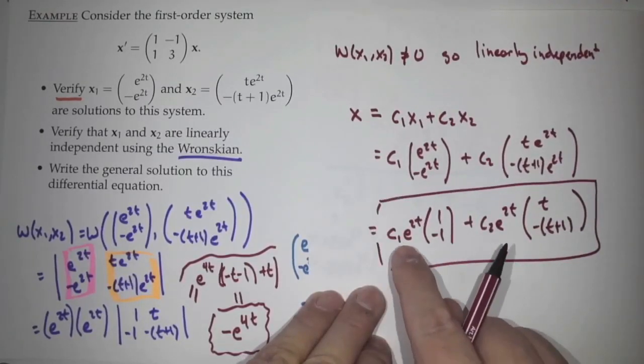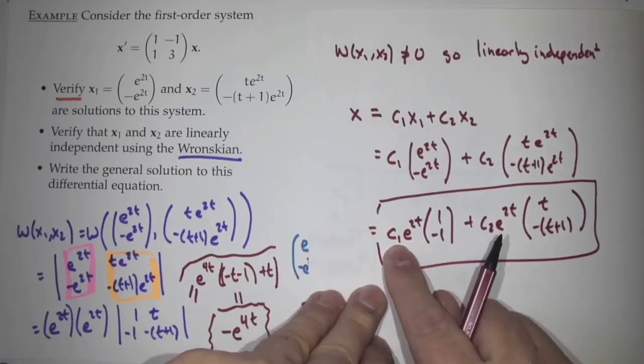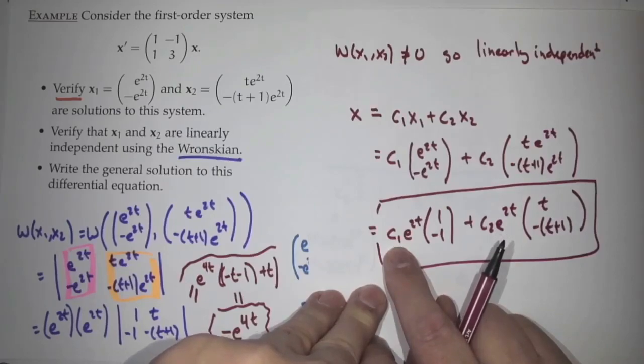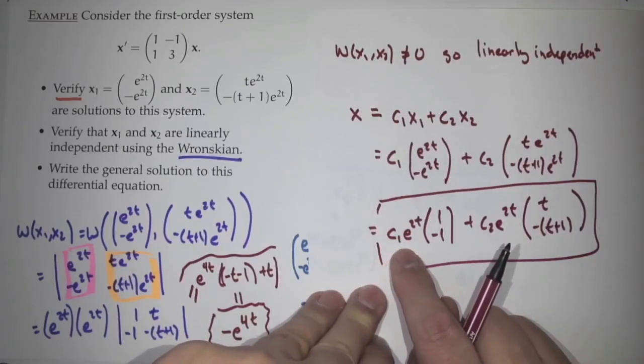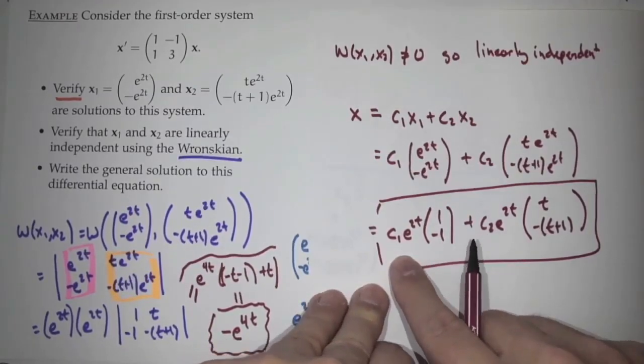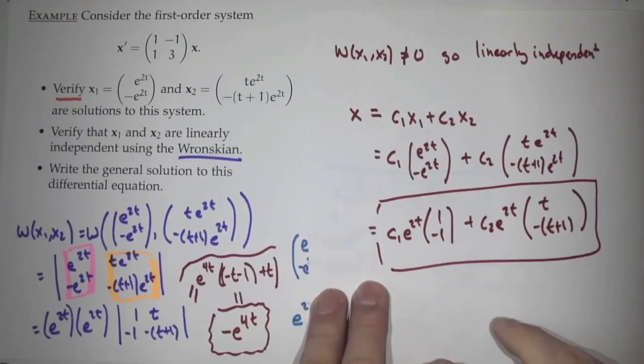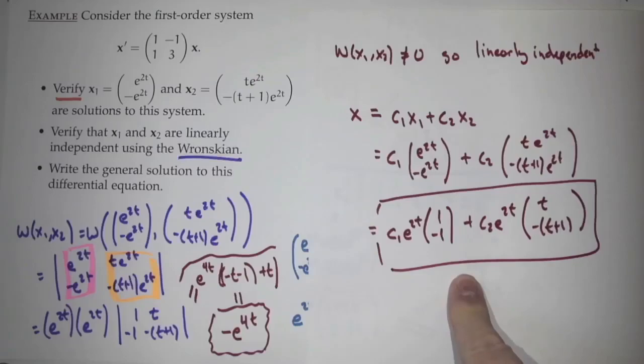Now, you might say, wait a second, shouldn't I absorb e to the 2t into the constant? And the answer is no, because it's not a constant. It changes. So constants can only absorb constants. Common factors don't have to be constants. And that's it. That's the first example.